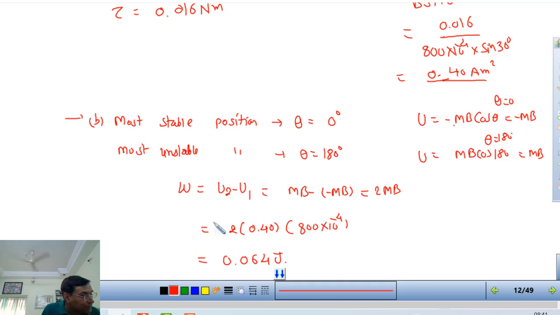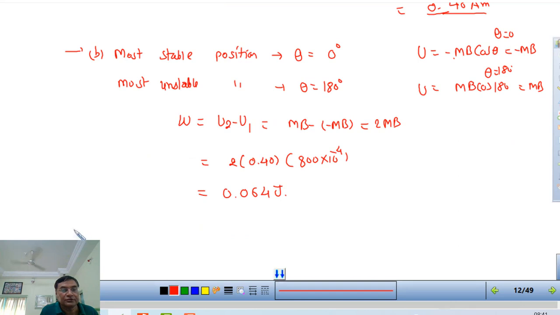Third one: if instead of a magnet we use a solenoid, then what should be the value of the current? You have been given the area also. So to get the magnetic moment of this much, I have the formula M is equal to NIA, and therefore I is equal to M upon NA. This formula we already discussed in the last chapter. Magnetic moment of the coil is NIA.